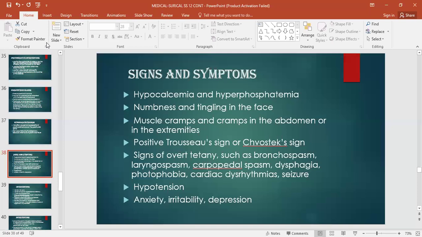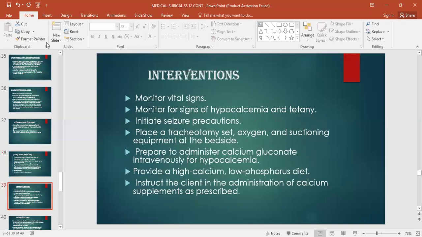There will be dysphagia. Patients will have difficulty in swallowing. There is photophobia. There are cardiac dysrhythmias. There's seizure. Those are the signs and symptoms that come with hypocalcemia. There's hypotension, anxiety, irritability, and depression.